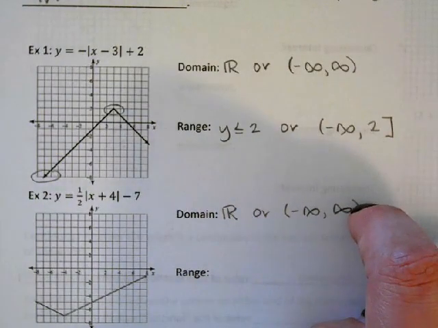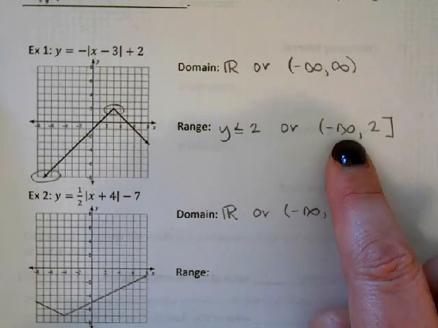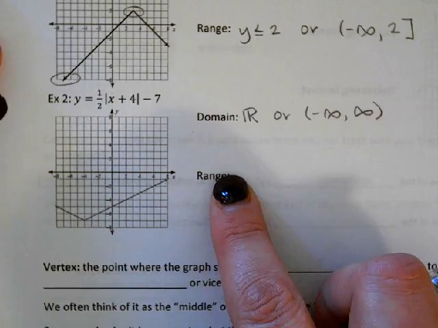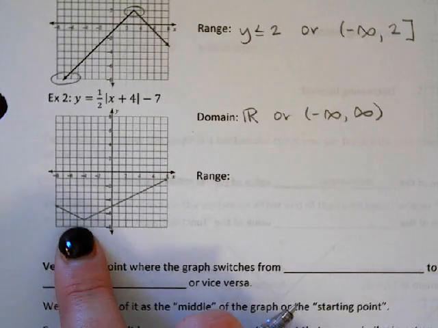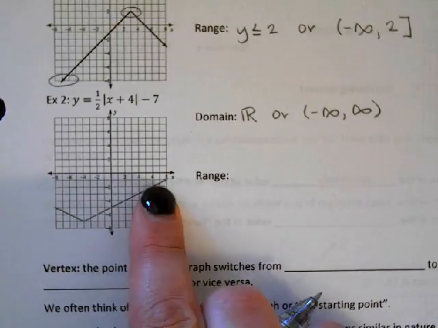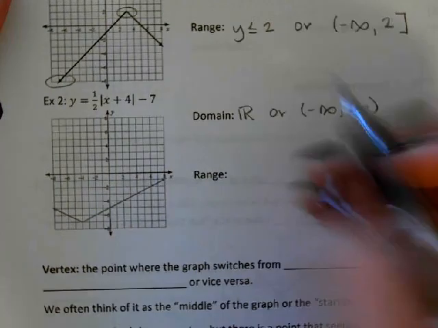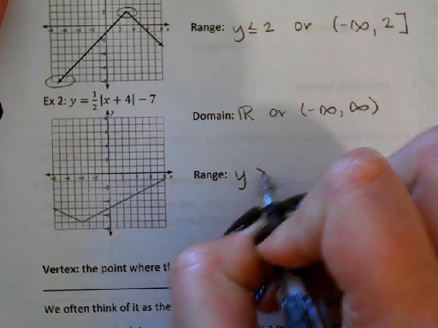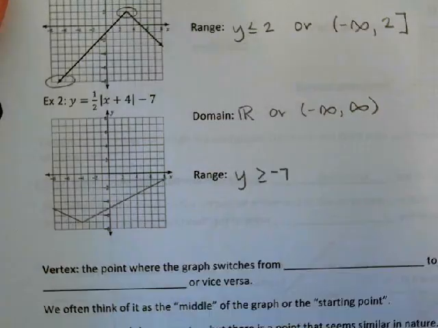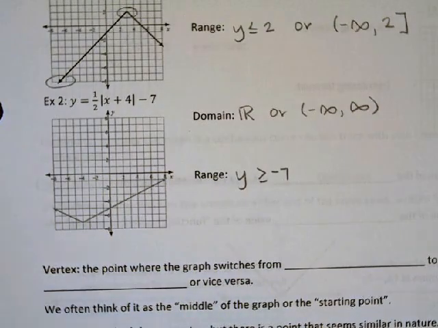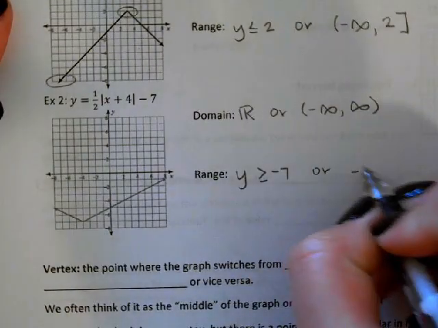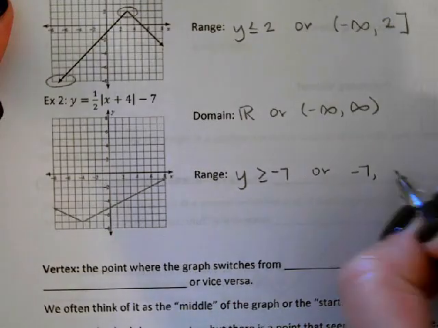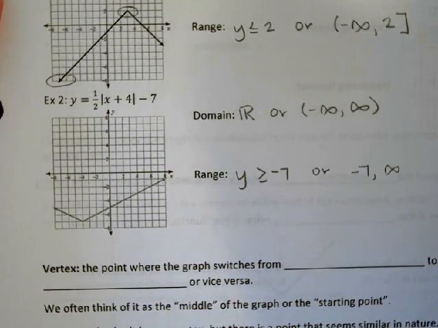Okay, the next one, this one does not go down forever this time. It stops at the bottom, it stops at negative 7, but it goes up forever. So for this one, we would say y is greater than or equal to negative 7. Or if we were to write it in the interval notation, we would say negative 7 is the bottom, and positive infinity is the top. We would put a bracket around the negative 7 because we can touch it. We would put a parenthesis around the infinity because we cannot touch that.